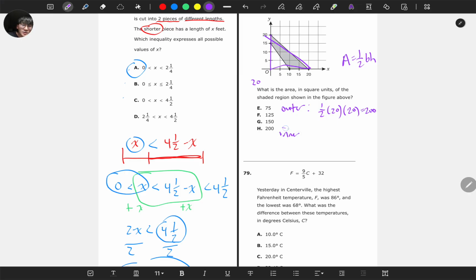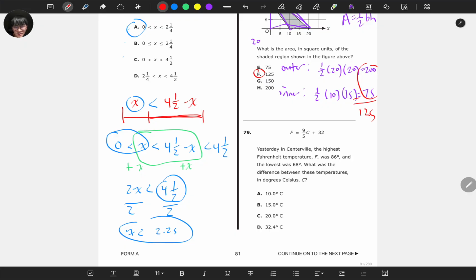Inner triangle, the yellow one, well, it's 1/2 times base 10 times height 15. So 10 divided by 2 is 5, 5 times 15 is 75. So then that means that the shaded region is just the subtraction of these two. So let me subtract 200 minus 75, that's got to be 125, which is F.